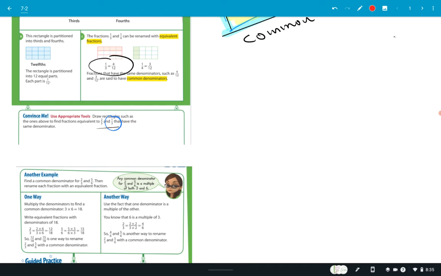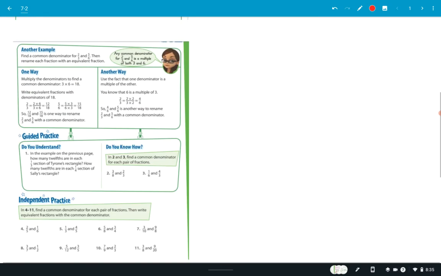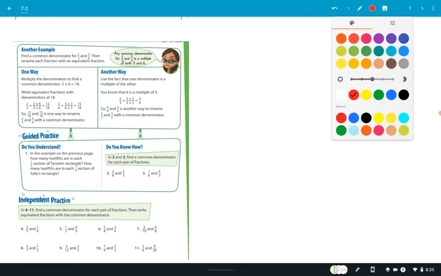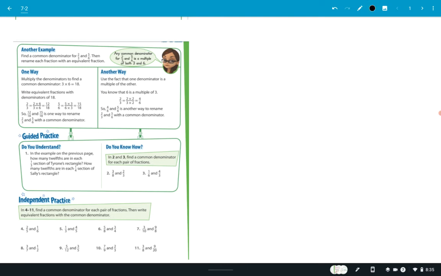All right. Let's look at the next example. Find the common denominator for 2/3 and 5/6, and then rename each fraction with an equivalent fraction. So this is a good example. I want you to think about this. A common denominator for 2/3 and 5/6.